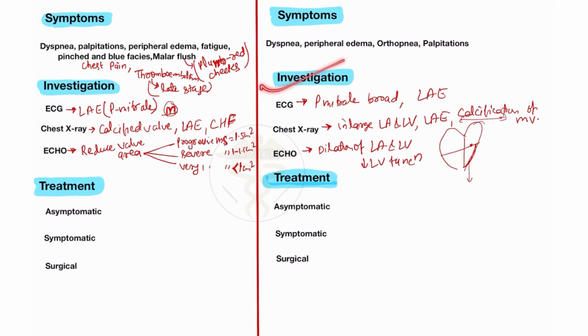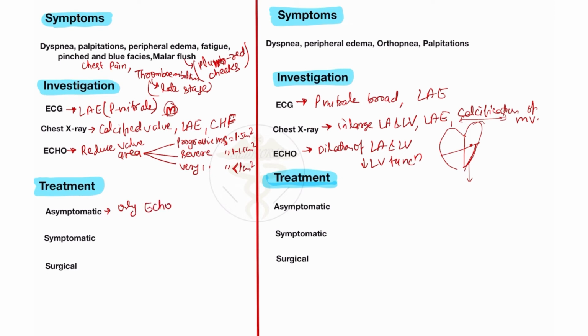So this is the investigation of mitral regurgitation, and this is the investigation of the mitral stenosis. What is the treatment? Mostly, when the patient is asymptomatic, meaning no symptoms of the mitral stenosis, then we will not provide any necessary treatment, only echo monitoring.